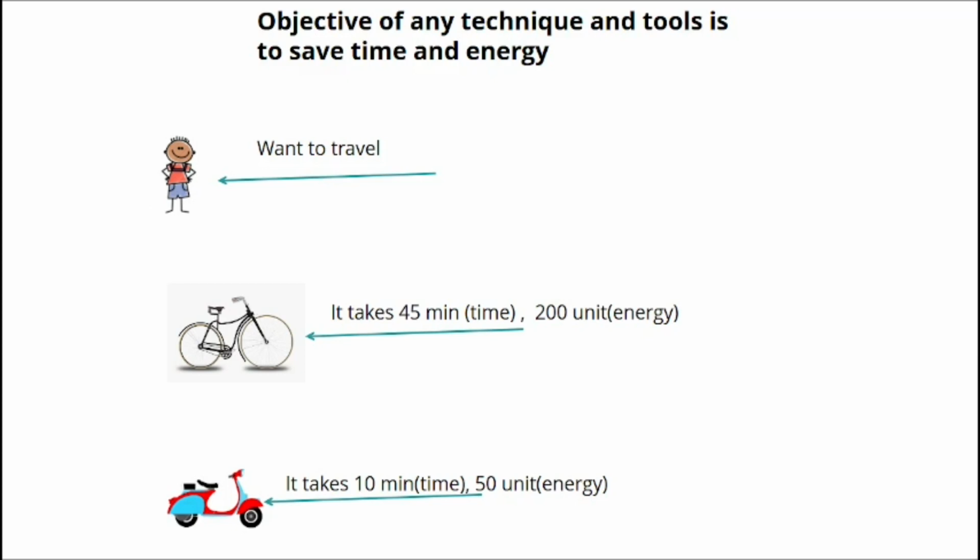And suppose it takes 45 minutes and 200 units of energy. And after that we developed the motorbike, which consumes less time and energy. This is how we are developing tools to make our life easy.